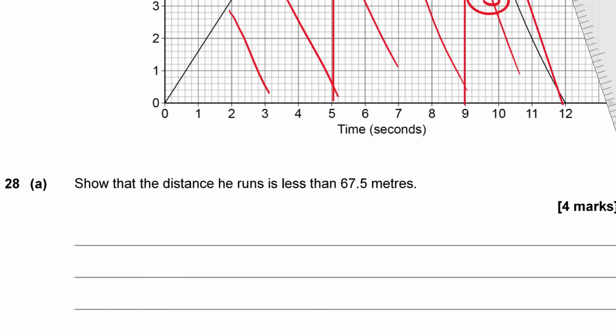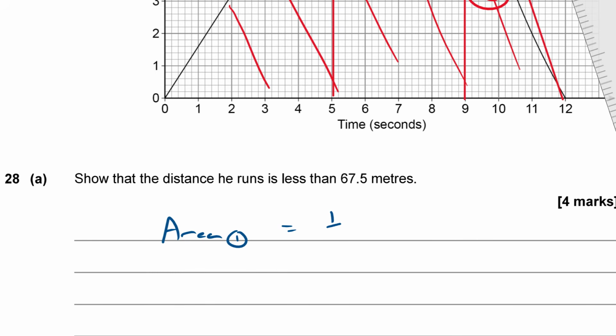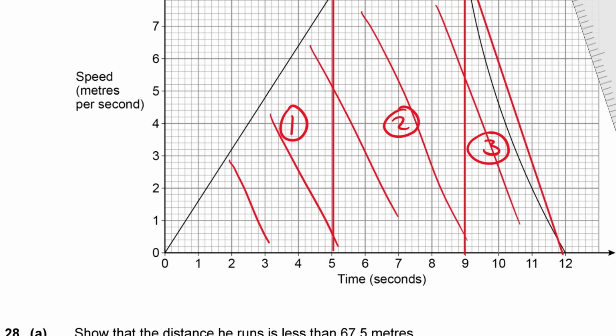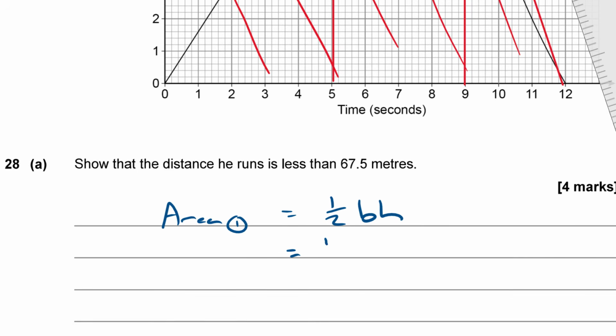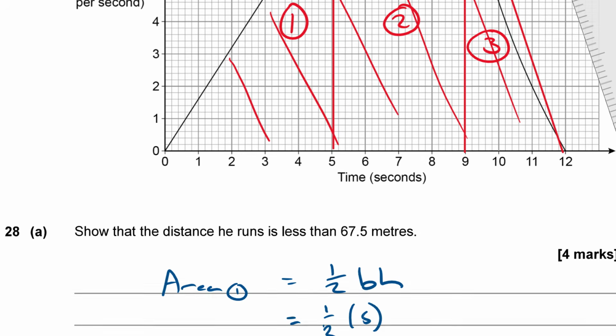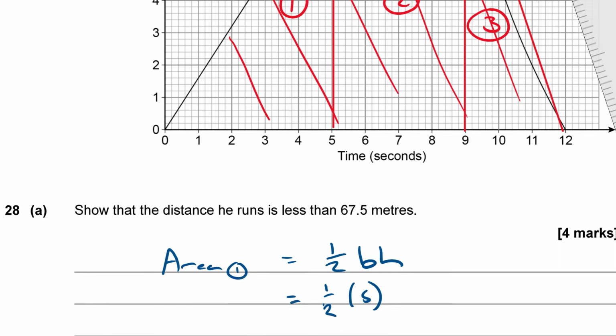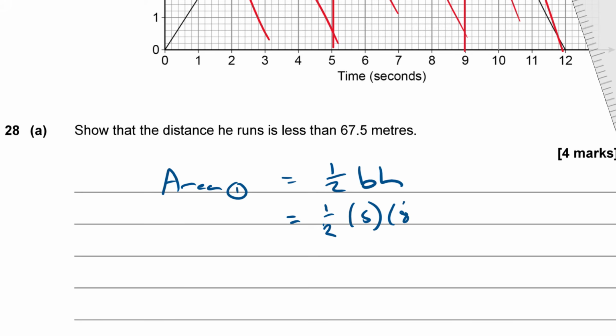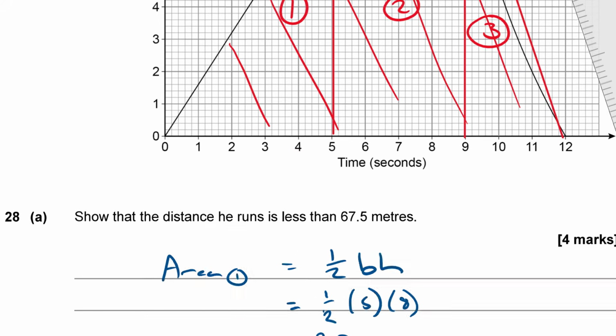So area 1. Now that's a triangle, so it's half base times height, isn't it? So the baseline runs from 0 to 5, so a half of 5, and then the height goes from 0 up to 8, so half times 5 times 8. Half of 8 is 4, 5 fours is 20, so that has an area of 20.